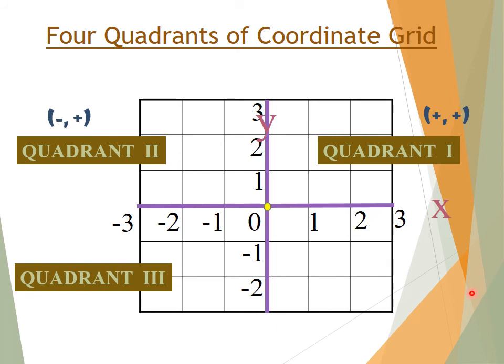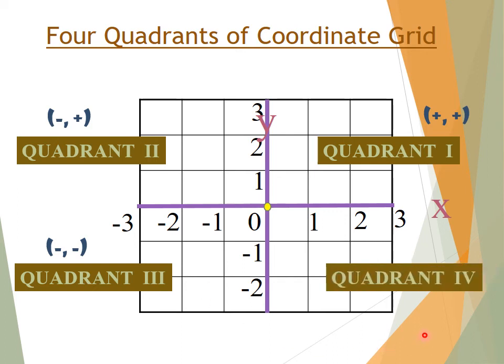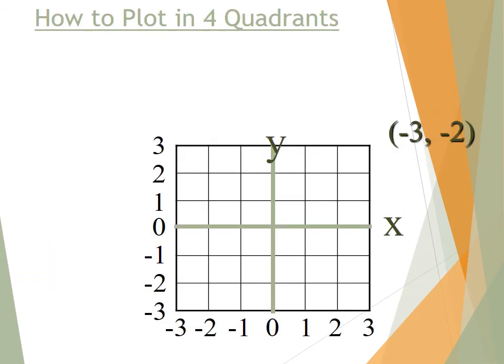In the third quadrant, both the x and y coordinates will be negative. So the point lying in the third quadrant will be -2, -3. Similarly, in the fourth quadrant, all the points will be in the form where the x coordinate will be positive and the y coordinate will be negative. Example would be 3, -4.